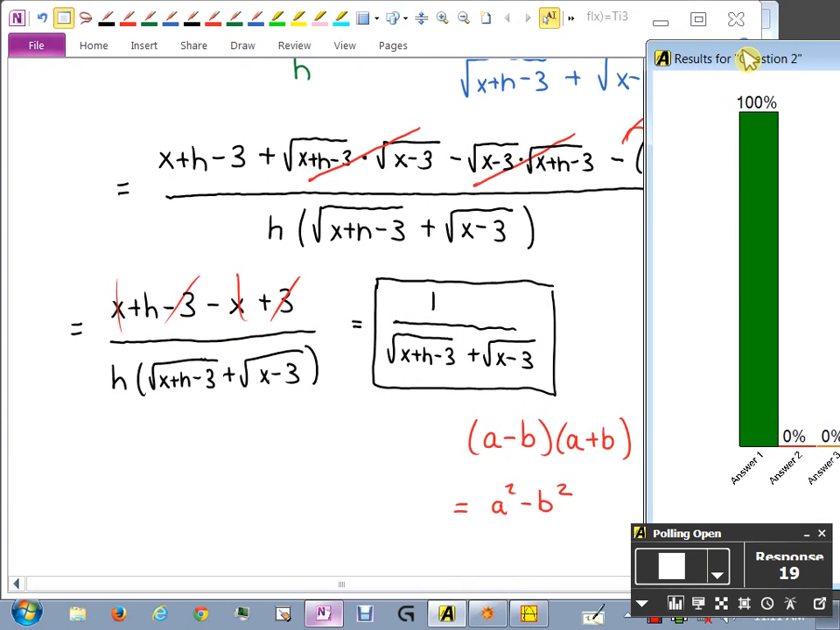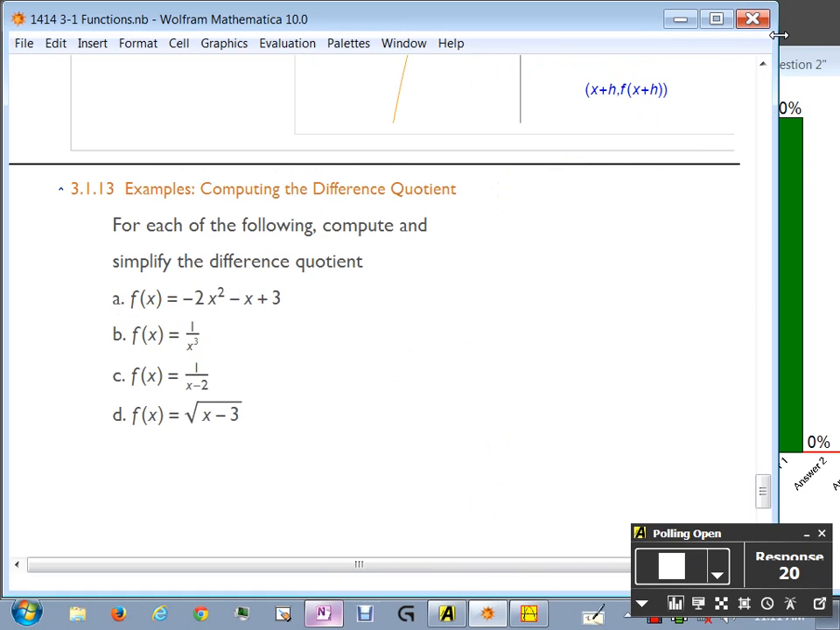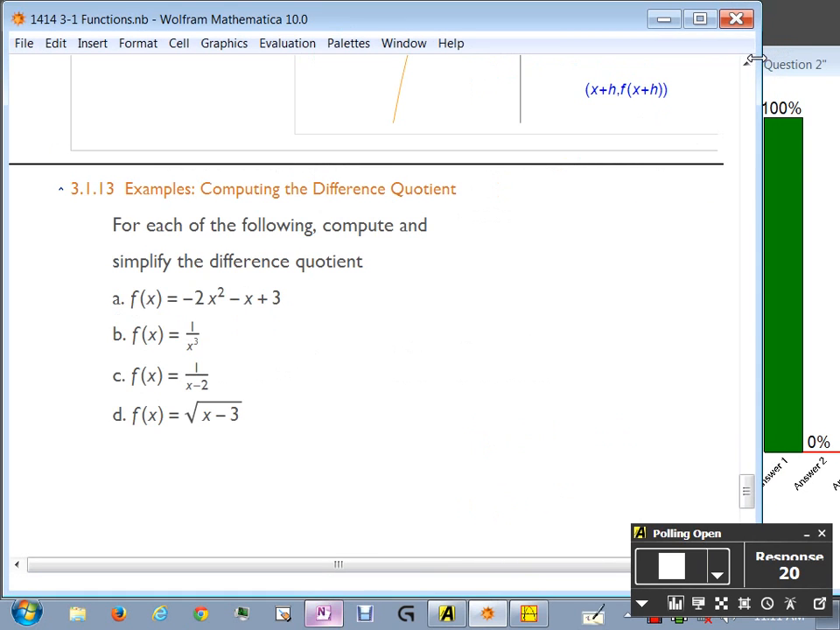Again, I'm not going to penalize you if you did not get that, but now you know how to approach that sort of problem. When we see roots, we start thinking conjugate. When we see fractions, we start thinking common denominator.